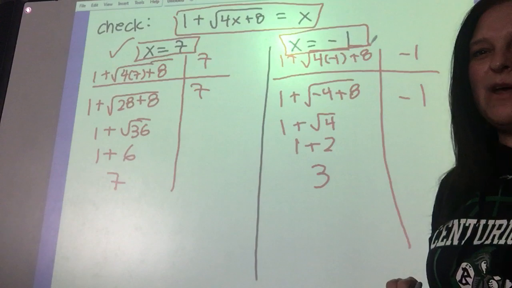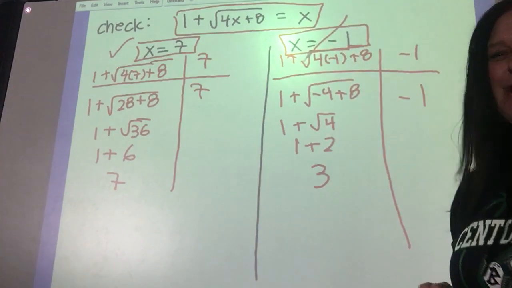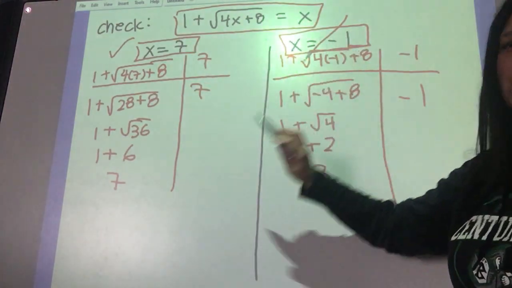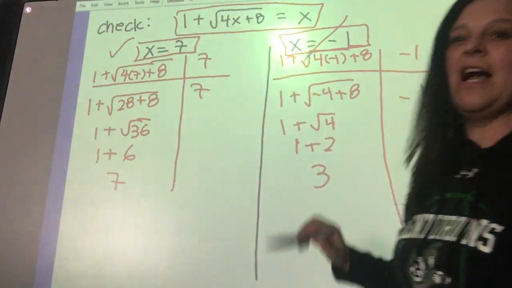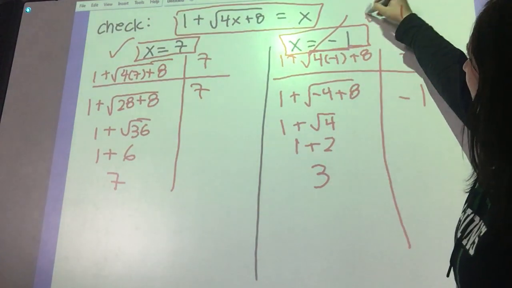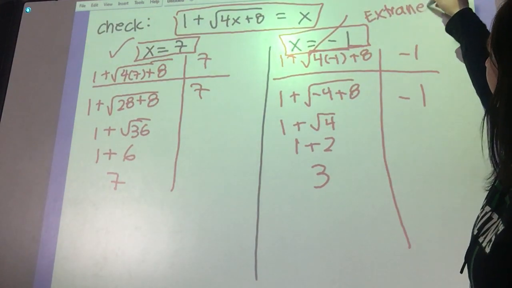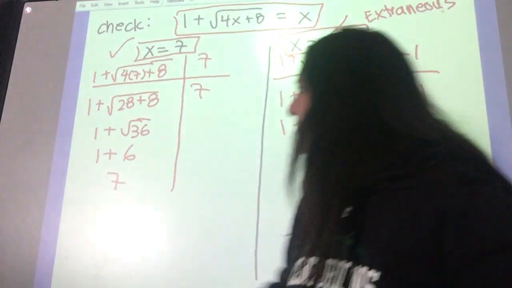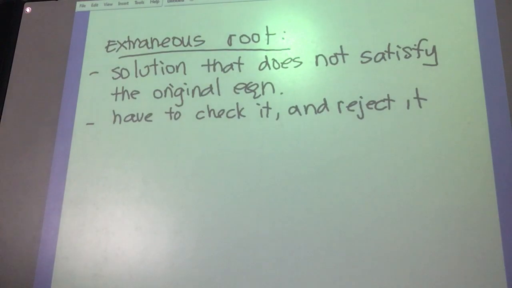So how do we show that we don't keep it? That's all you have to do, cross it out. You do have to show that you had two answers. You do check them. If it works, that's fine. If it doesn't, cross it out. We have a special name for this value. That is called extraneous. That is an extraneous root. I don't think I explained it in your notes, and I will talk about it quite a bit.